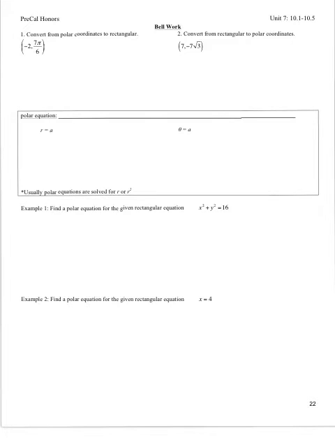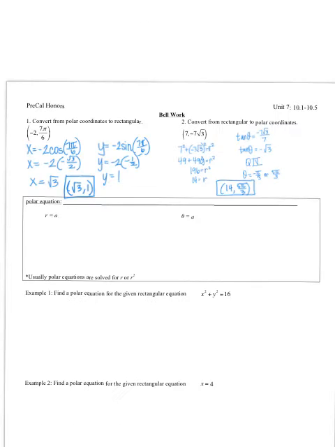Go ahead and try the bell work and insert your answers for number 1 and number 2. Okay, so I got root 3 comma 1 for number 1, and for number 2 I got 14 and 5 pi over 3, or you could have said negative pi over 3 since I didn't give you any restrictions.